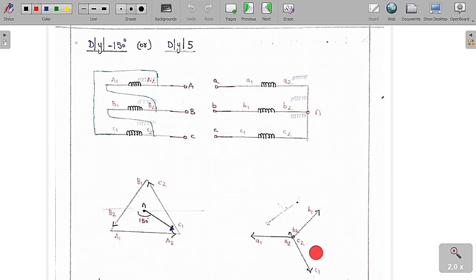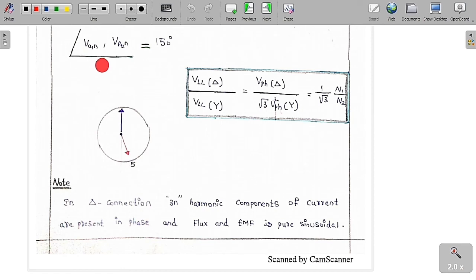So simply we can say that the phase voltage of the low voltage winding is going to lag the phase voltage of the high voltage winding by 150 degrees. So therefore we can say the time is 5 o'clock. Now the phase angle between the phase voltage of the higher voltage winding and the lower voltage winding is nothing but 150 degrees.